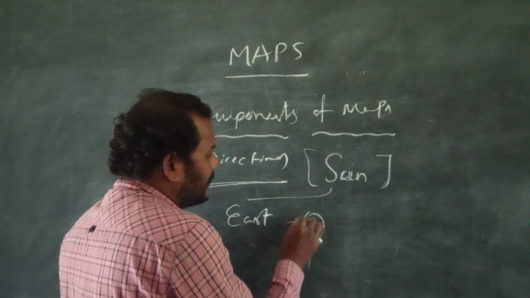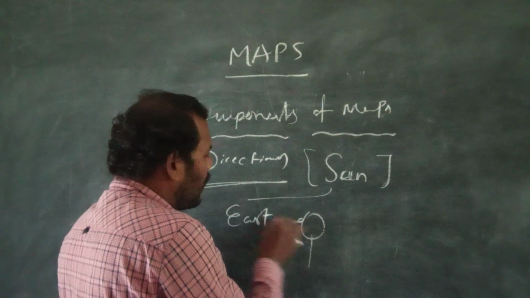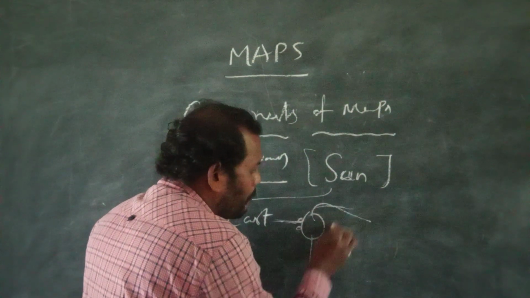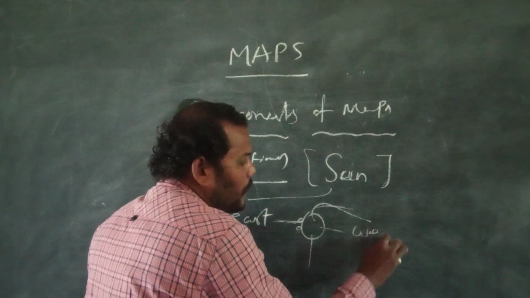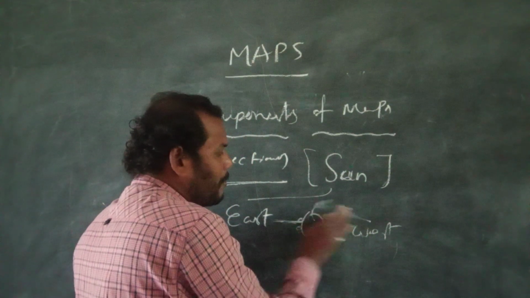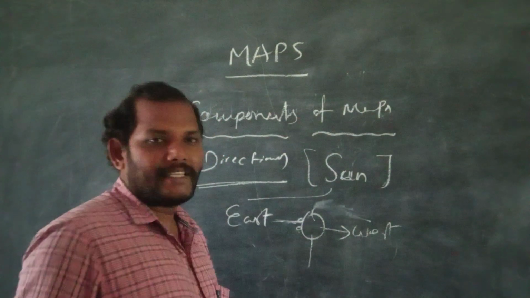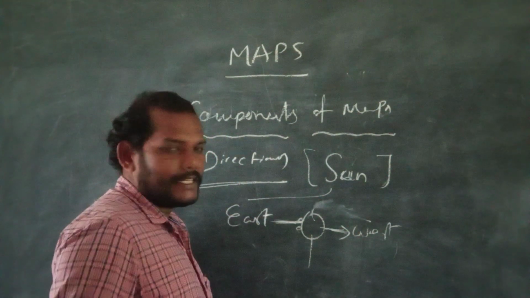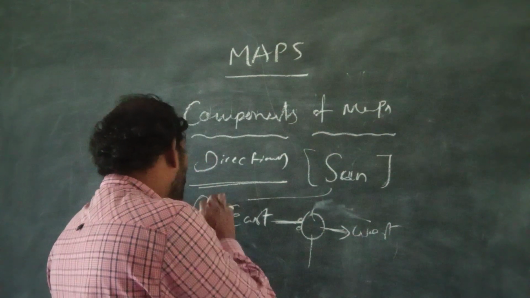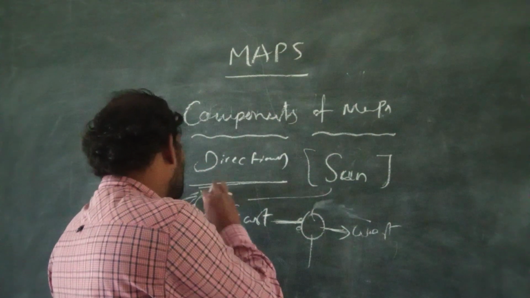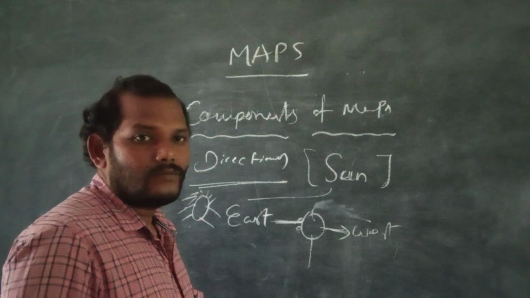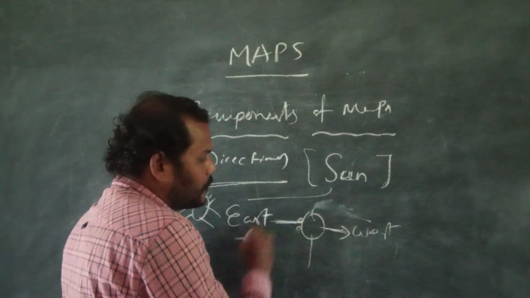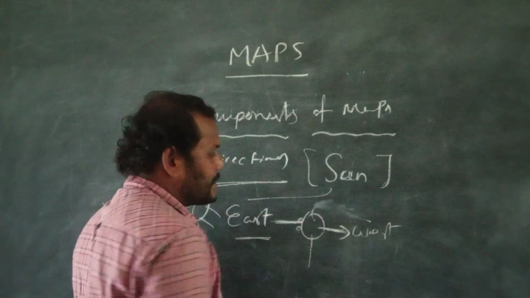Okay, this is the east, and your back is west. Very simple. Why? Because the sun rises here, in the east direction, and your back is west.